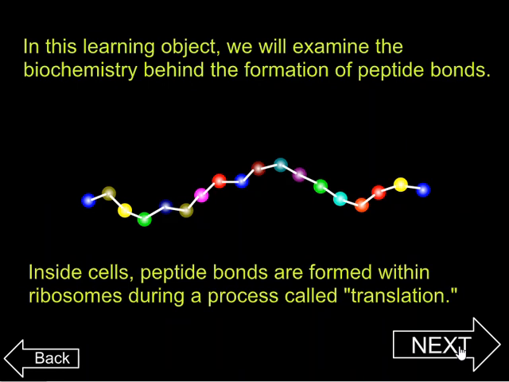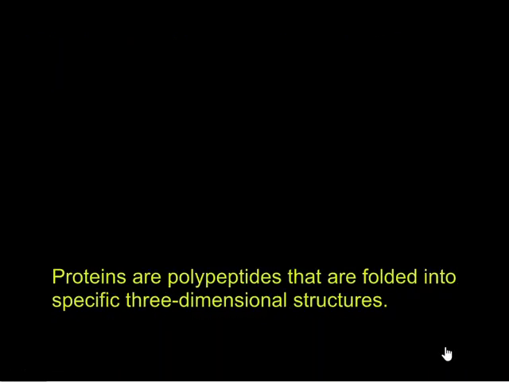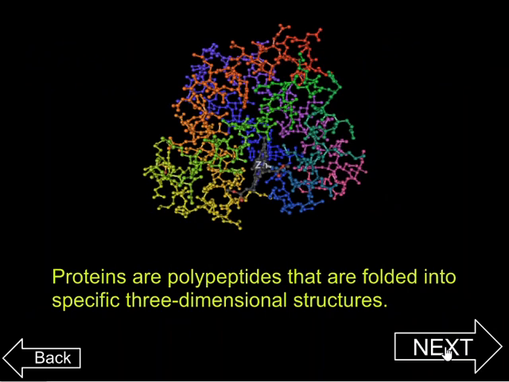Inside the cells, peptide bonds are formed within ribosomes during a process called translation. So, translation is basically a process by which peptide bonds are formed within an organelle called the ribosome. Proteins are polypeptides that are folded into specific three-dimensional structures. So, proteins are three-dimensional structures formed by polypeptide chains.